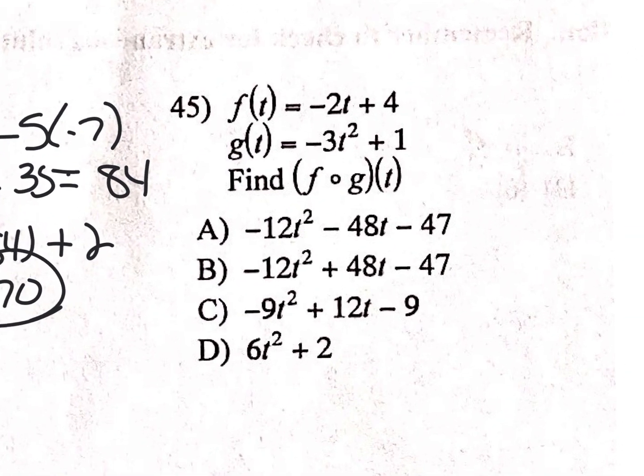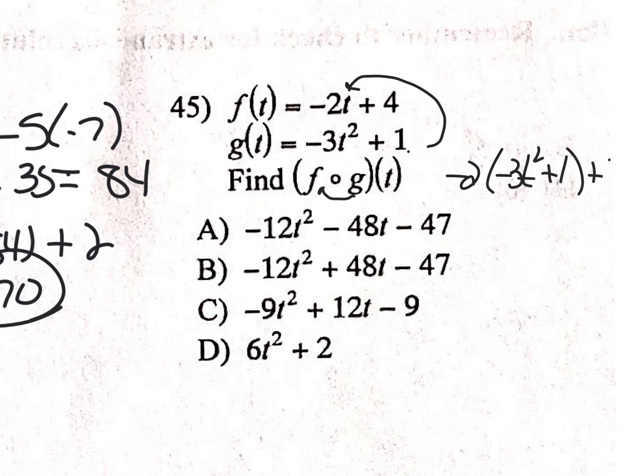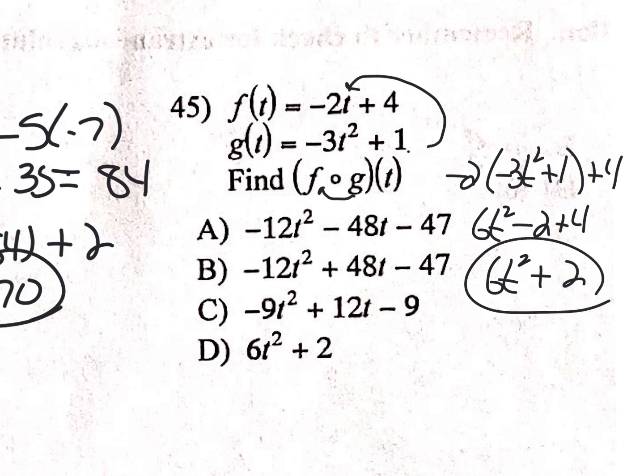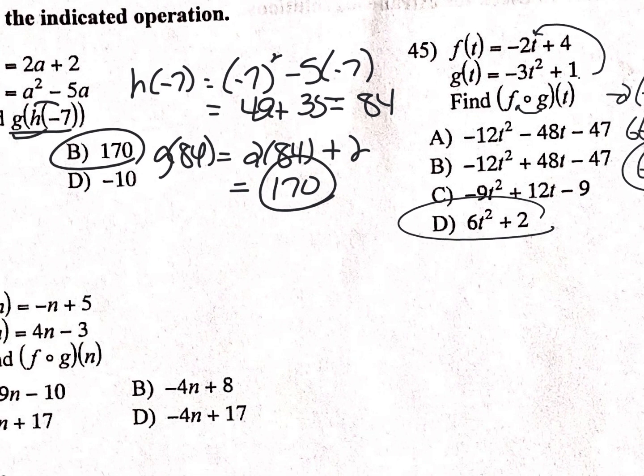45. It says find f of g of t. Again, f of g of t, I'm going to take the second one, the function g, and plug it into function f. So this function is -3t squared plus 1. I'm plugging it right in there for that t. So I'm going -2 times -3t squared plus 1 plus 4. I'm going to distribute that -2 and make it positive 6t squared minus 2 plus 4. I'm going to add the -2 and the 4 and get positive 2. And there's that one. That's the answer D.